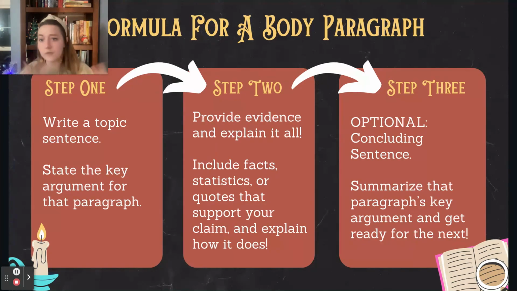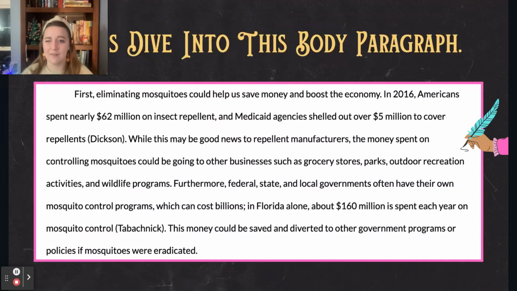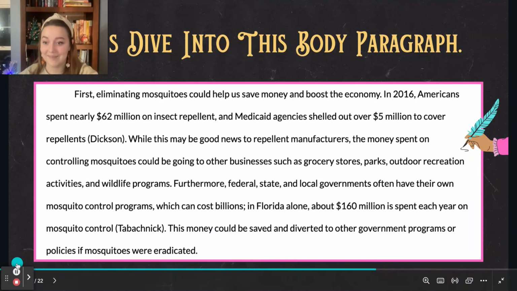Now, step 3 is sort of optional. You can always include a concluding sentence where you sort of summarize what you said in that paragraph and you kind of get us ready for the next argument, the next key piece of information that supports your argument. So, here for that mosquito argument is a body paragraph. I want you to go ahead and read through this. I'm going to stop you, go ahead, pause the video, and read through.